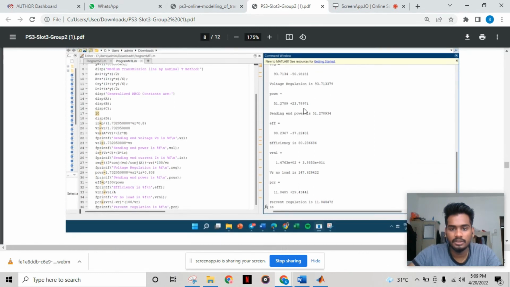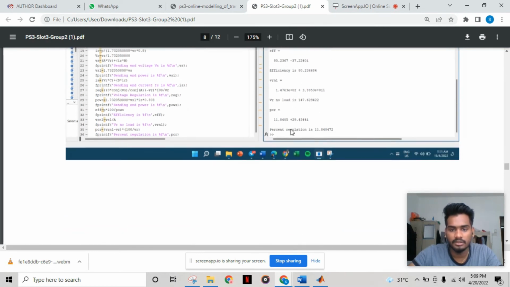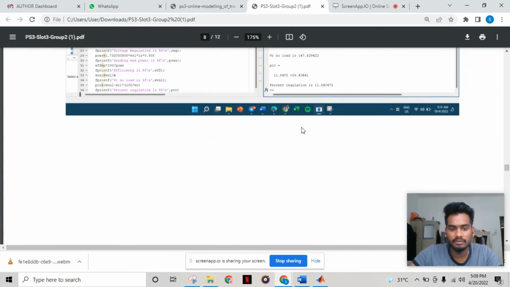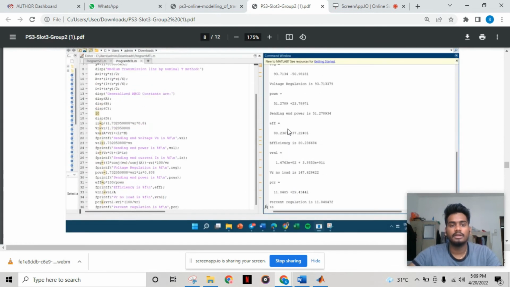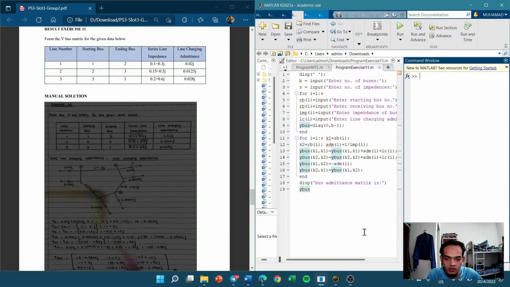The power is 51.278934, and the efficiency is 80.236684%. The VR no load is 147.629422, and the percent regulation equals 11.840472. So it tallies with our manual calculation, and that's all for exercise 2, doctor. Thank you.